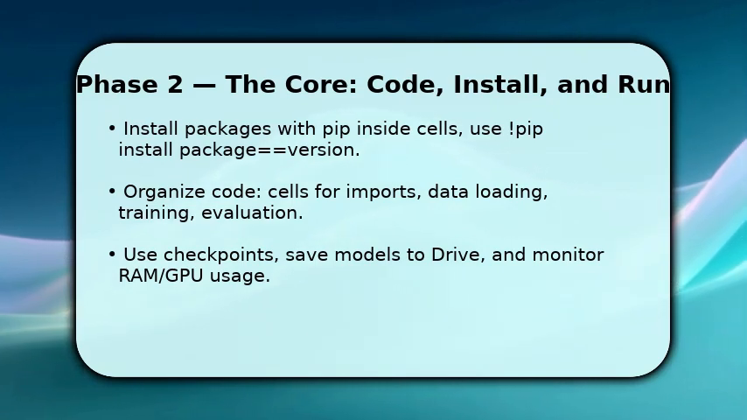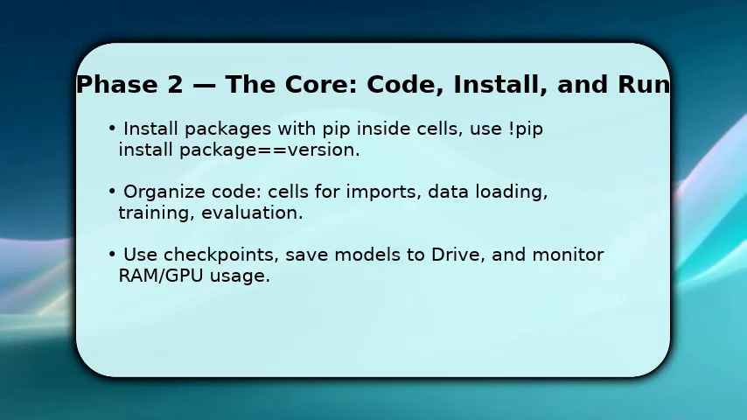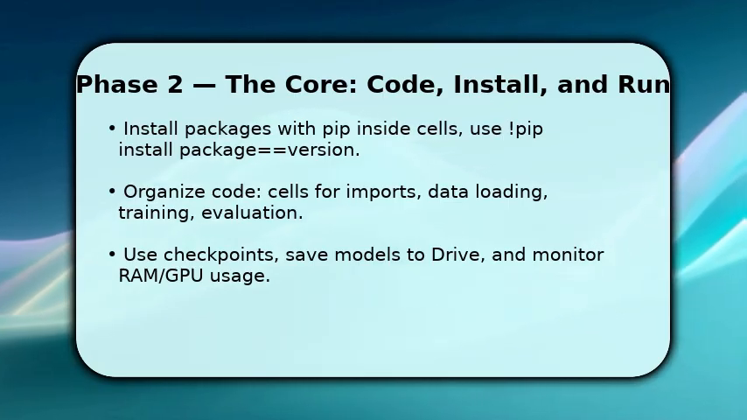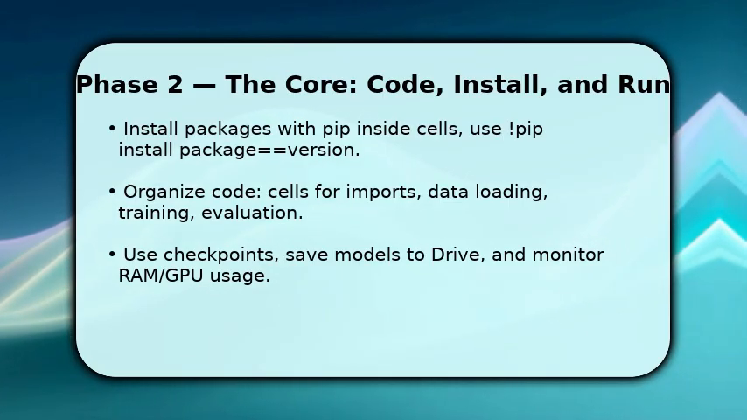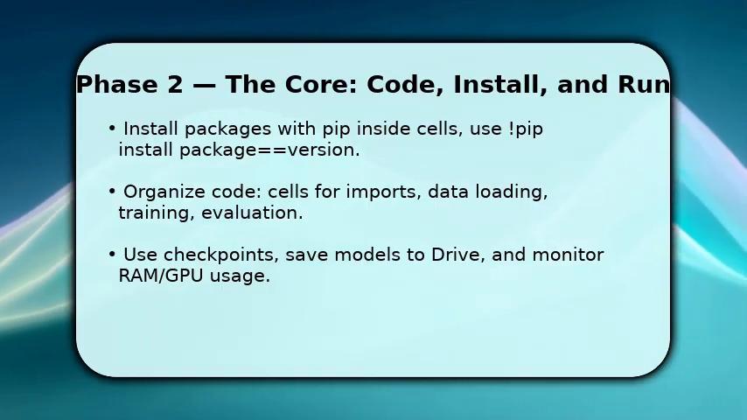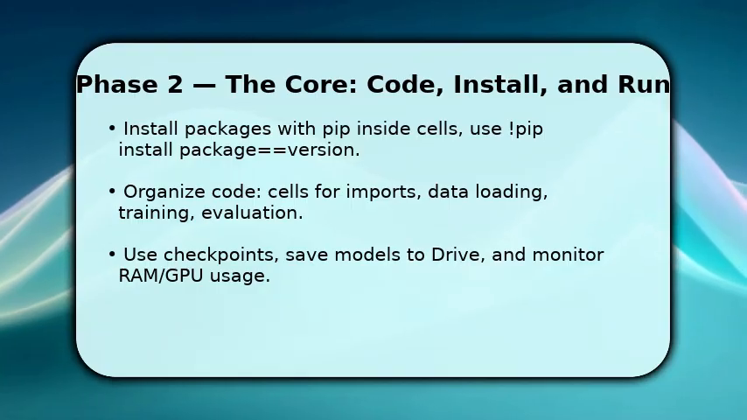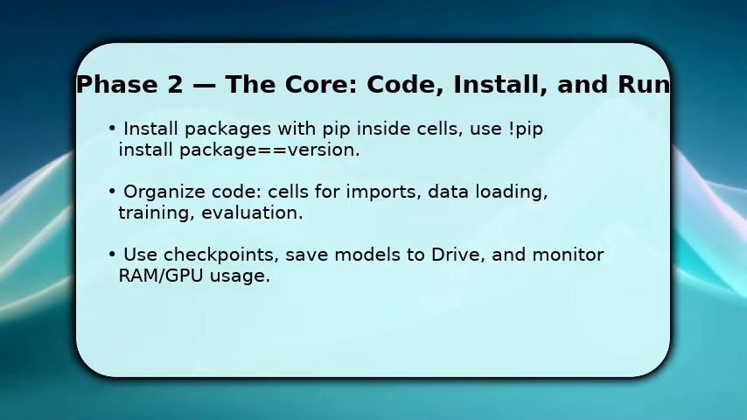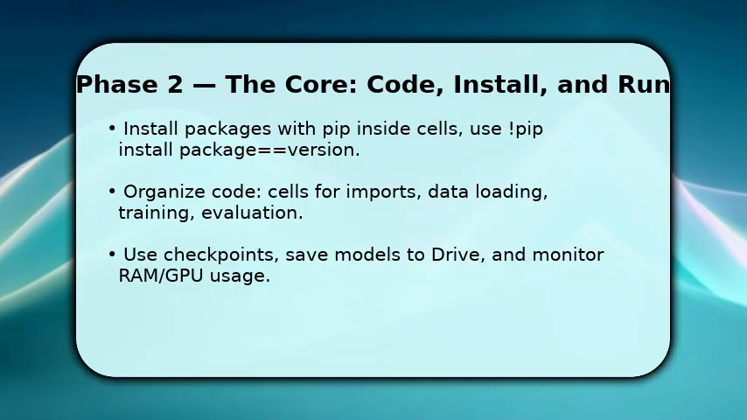Install any missing libraries directly in cells using pip install package==version so versions are reproducible. Then structure the notebook, one cell for imports, one for data loading and preprocessing, another for model training, and separate cells for evaluation and visualization.